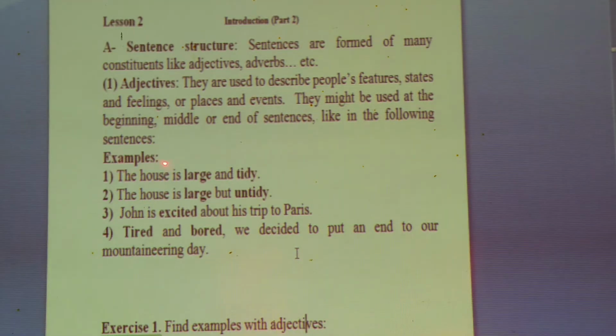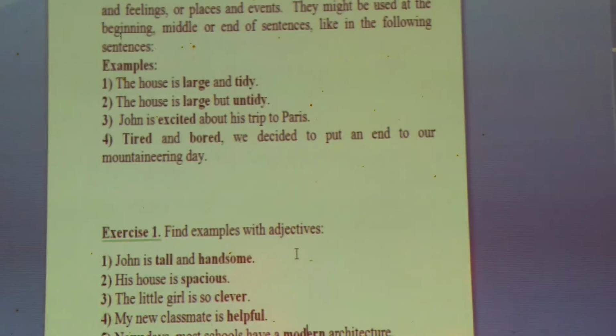If you look at sentence 2, the house is large but untidy. Here we have two adjectives. One means a positive thing and one a negative thing. This is why we have used that. As far as sentence number 1 is concerned, we have large and tidy. They have the same sense, okay? So we use "and" when adjectives are both positive, for instance, and here when you have the contrast, we use "but". Let's do the exercise.